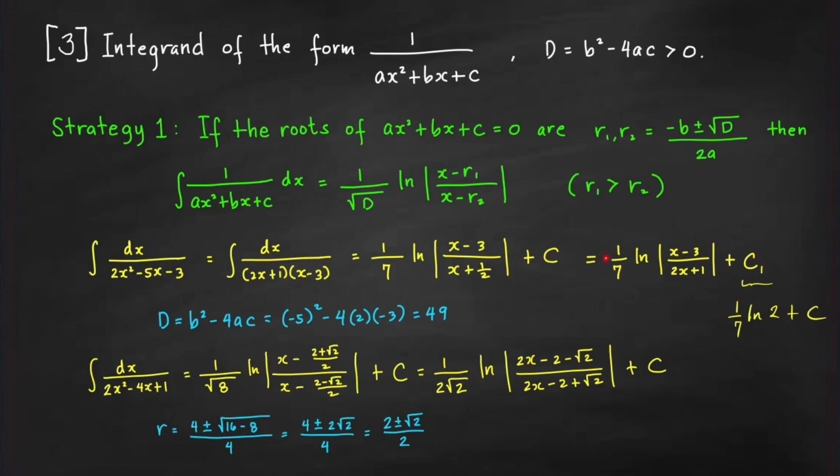Now, if you see this expression, this is also a technique in finding the integral of this expression if you know the factorization of ax squared plus bx plus c, because x minus 3 and 2x plus 1 are just the factors of the denominator. So actually this will be 1 over the square root of D, and the numerator here is just the factor that will give you the larger root, which in this case is 3.